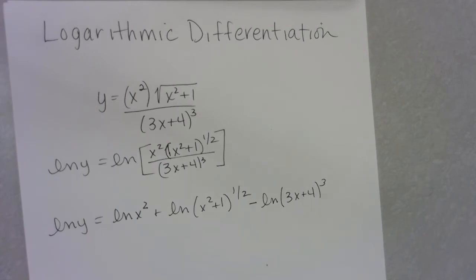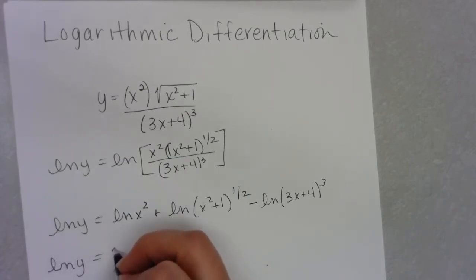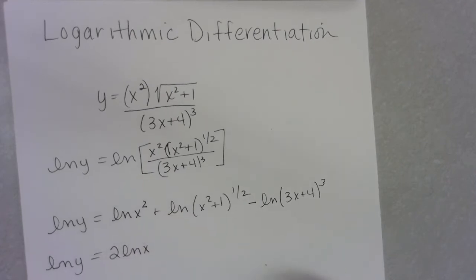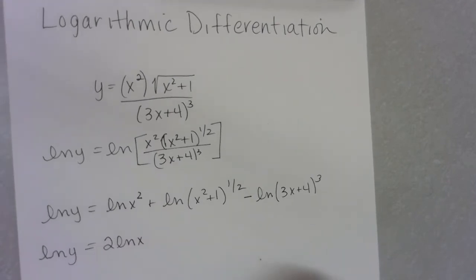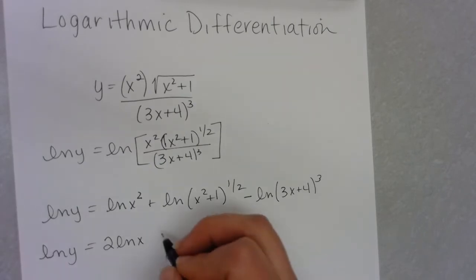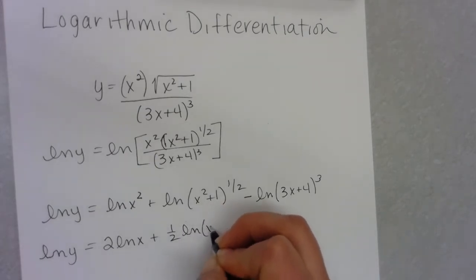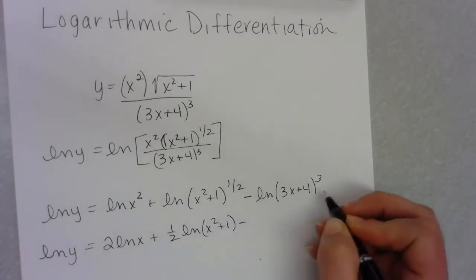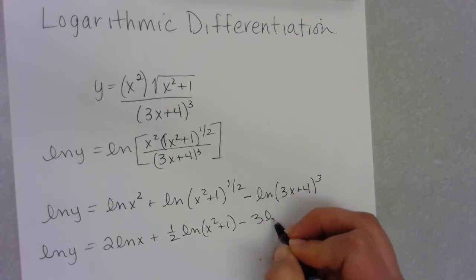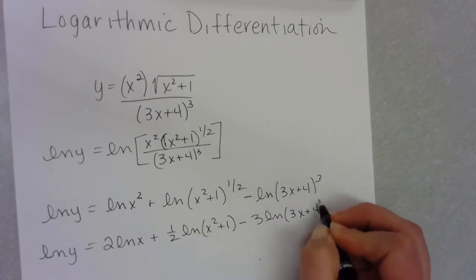And so I have one more rule that'll actually help me a little bit, and that is the power rule for log functions, meaning I like logs in the first place because I can pull all the powers down in the front. So the left side doesn't change, it's still ln y, and then this will be 2 ln x. I'm not doing the derivative at all right now. I'm just breaking apart my function into little bitty pieces. So I have 1/2 ln of x squared plus 1, and then minus, the 3 can come down in front here, 3 ln of 3x plus 4.